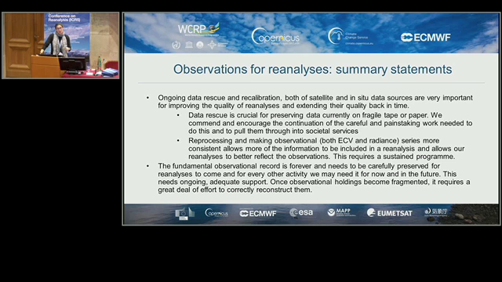Reprocessing and making observations, both actual climate variable and radiance series, more consistent allows more of that information to be included in a reanalysis. If observational information is discontinuous, then sometimes the reanalysis cannot use that, so making it reprocessed and more homogeneous allows more of that information to be used and allows our reanalyses to better reflect the observations. This requires a sustained program for reprocessing and making the series more consistent.